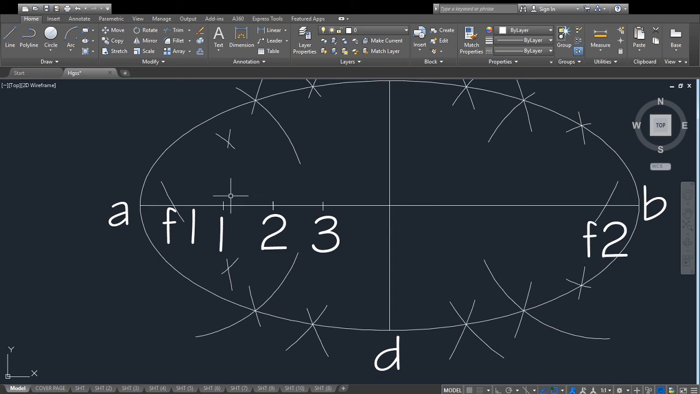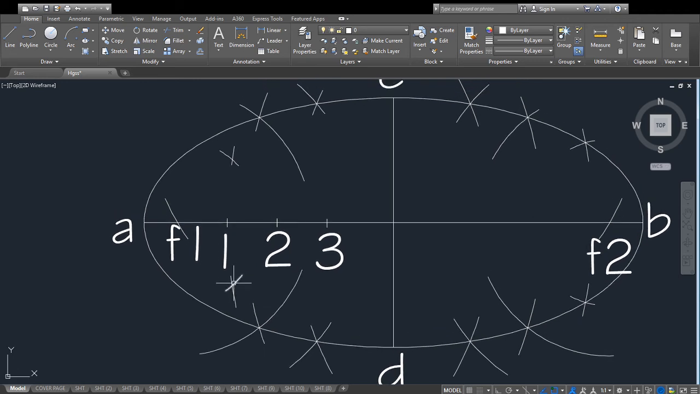Let's see, why is it off? Maybe because our radius is not proper, maybe something is wrong. So let's do this arc again and see. Let's do this again and see. 4.1.